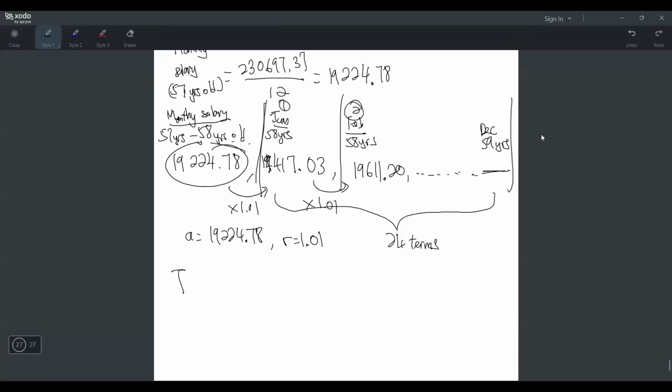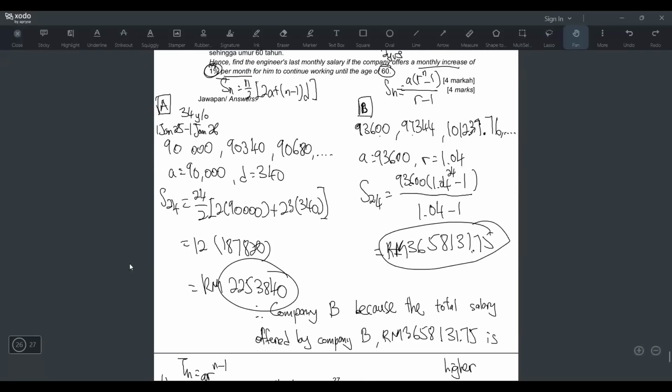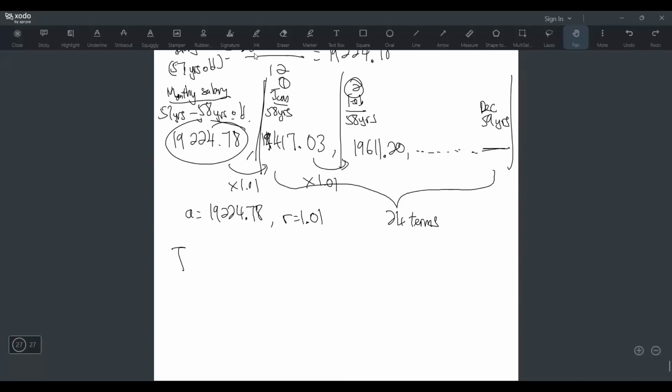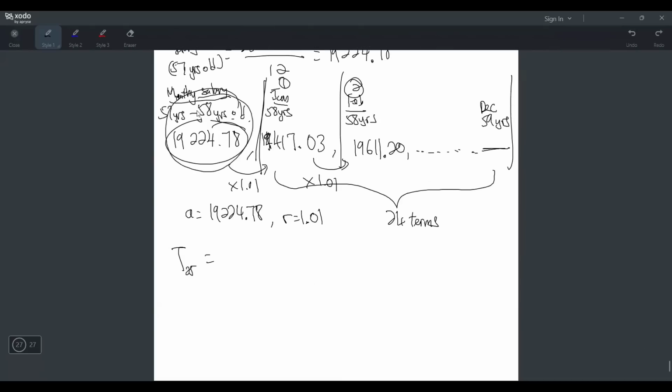And then January at 60 years old, he never worked already. He stopped at the age of 60. So what do I have to find here? T25. You understand, right? Because there's one more term here. So it's 24 from here to here, and then plus this. So you are finding T25. And the formula is 19224.78 times AR to the power n minus 1. So the R is 1.01, to the power 25 minus 1.